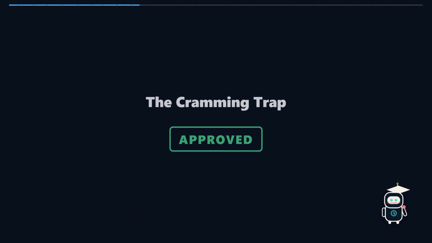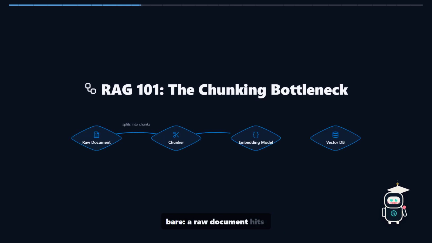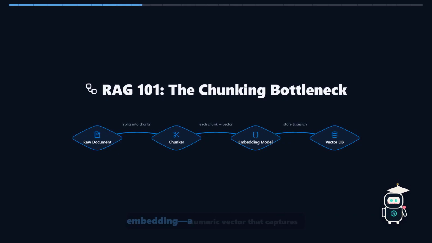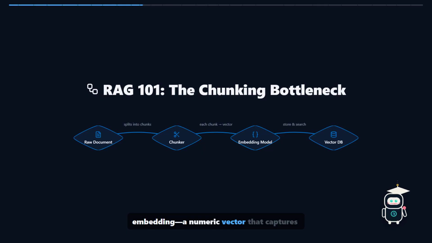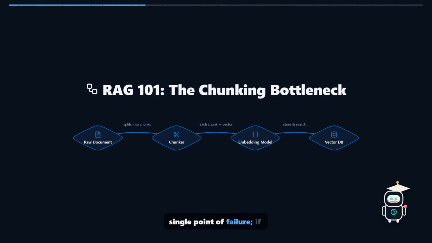Here's the RAG pipeline stripped bare. A raw document hits the chunker first, then each chunk gets turned into an embedding, a numeric vector that captures the meaning of that chunk, and those vectors land in a database. The chunker is the single point of failure.